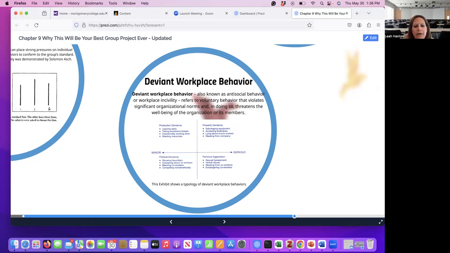As you can see here, production deviants might be leaving early, property deviants, sabotaging equipment or accepting kickbacks. Political deviants might be showing favoritism, and personal aggression, which is more serious, such as sexual harassment or verbal abuse.